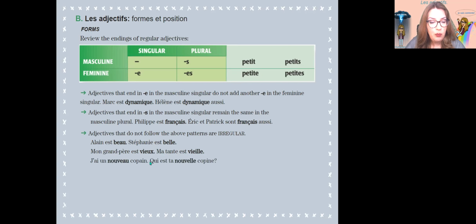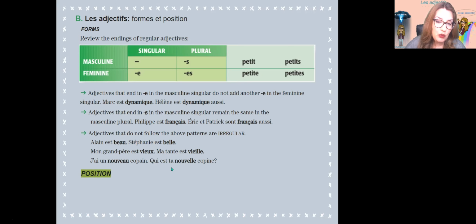J'ai un nouveau copain. Nouveau is another example of an irregular ending of an adjective, from masculine to feminine. Nouveau becomes nouvelle. J'ai un nouveau copain. I have a new friend. Qui est ta nouvelle copine? Who is your new female friend? Nouvelle.